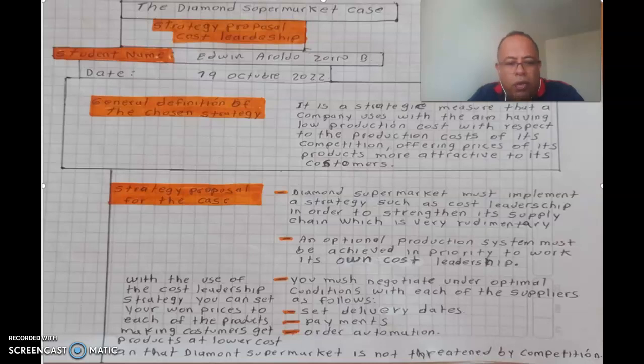With the use of the cost leadership strategy, you can set your own prices for each of the products, making them a consumer hit product with lower costs. And that way Diamond Supermaker is now the market leader over the competition.